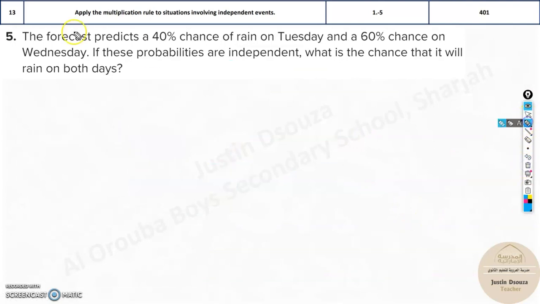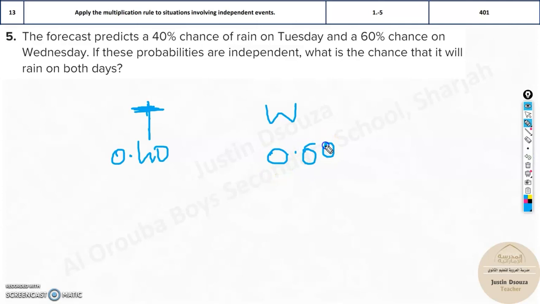Okay, I thought I'd stop, but I'll just do this anyway because this is a different type of problem. A forecast predicts a 40% chance of rain on Tuesday. Okay, Tuesday it's 40%. That is 0.4. And what about Wednesday? It's 60%. Okay, 60% is 0.60. What is the probability?